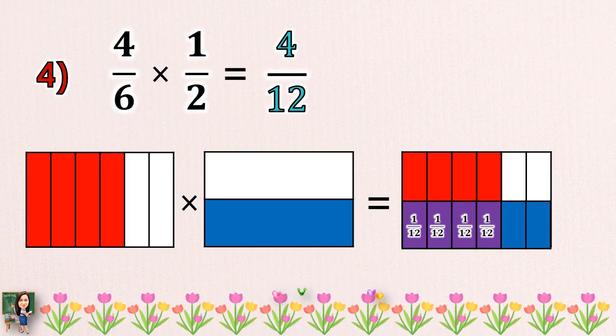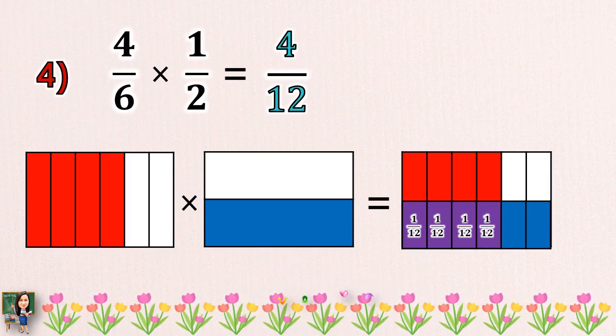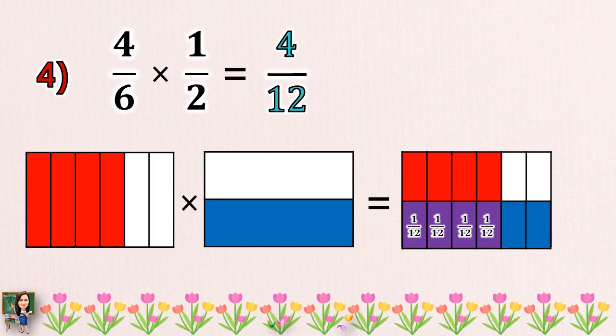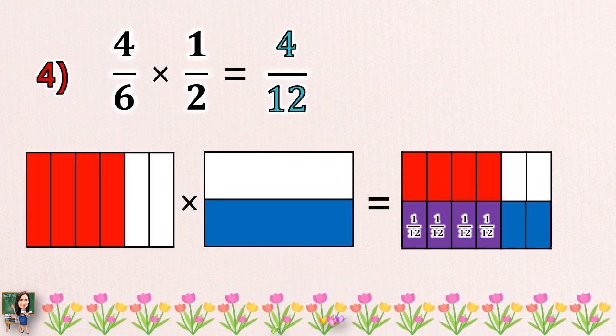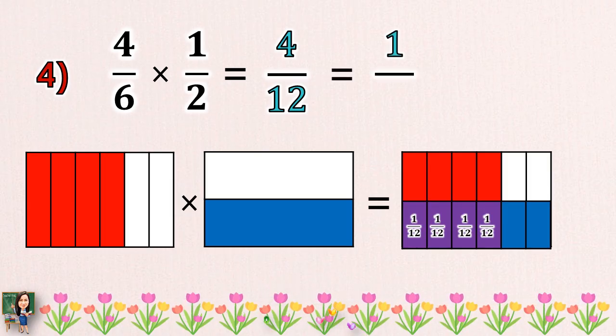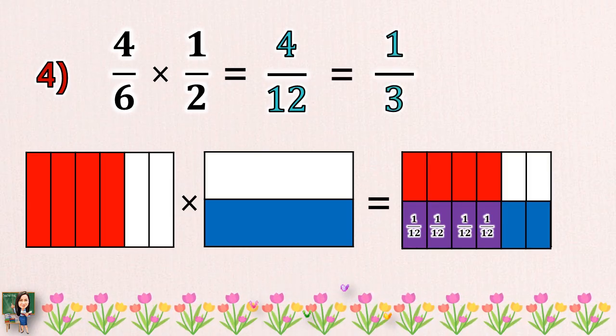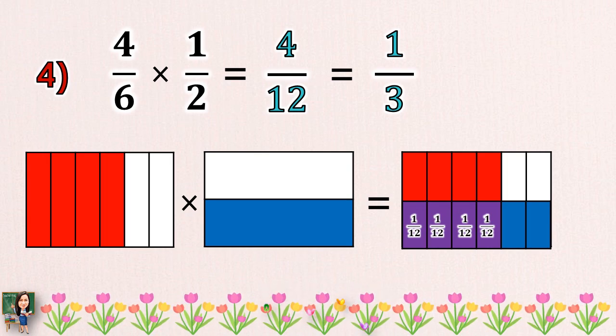Now, simplify. Get the lowest term. To get the lowest term, find the GCF of 4 and 12, which is 4. 4 divided by 4 equals 1, and 12 divided by 4 equals 3. So the answer is 1/3.